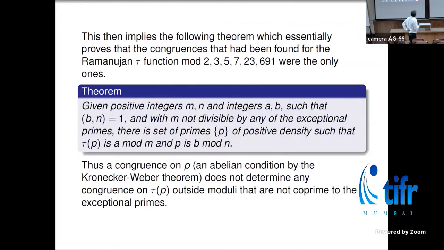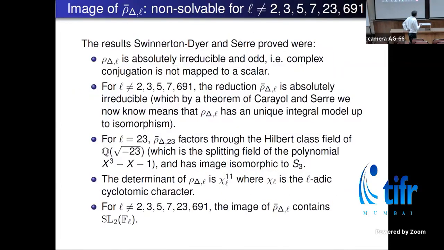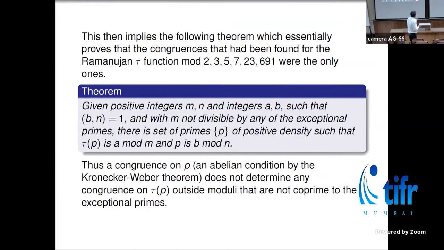Once you show that some of these mod l images are large, in particular non-solvable outside this exceptional set, then one can say that there cannot be simple-minded congruences for tau mod l. I'm going to skip this again. Once you know what the images of these Galois representations are, you can rule out simple congruences for the tau function modulo any prime l outside this exceptional set. So a congruence on p does not determine any congruence on tau(p) outside this exceptional set of primes. So this is what Serre and Swinnerton-Dyer had done.